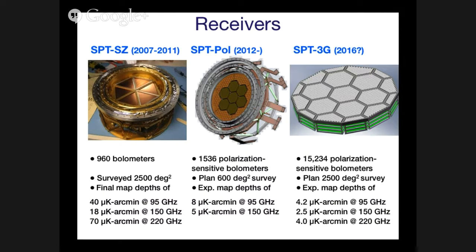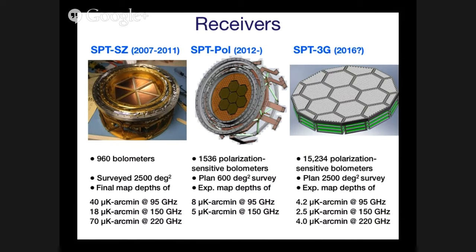And second of all, instead of going with these feed-horn-coupled single-frequency pixels, we're going to broadband sinuous wave antennas coupled with lenses to the sky. We're going to get 3 frequencies off every pixel on the sky. And with this camera, we're going to survey, again, 2,500 square degrees down to ultra-low noise level, 2.5 microkelvin arc minutes at 150 gigahertz.